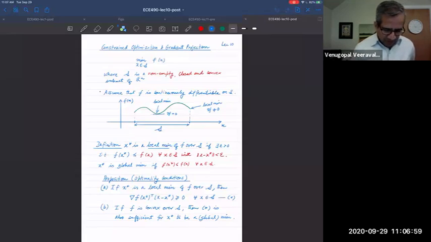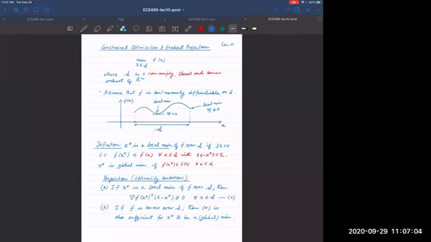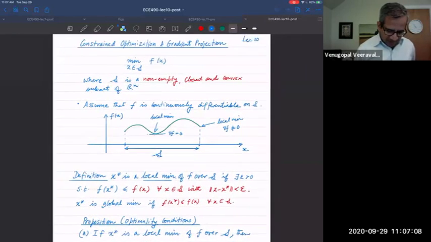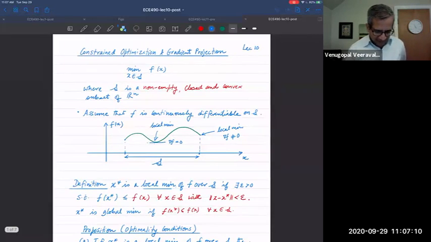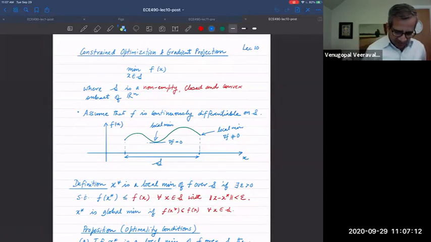Okay. So let's quickly review what we were talking about last time, because today's lecture is going to take a little bit longer. It's a little more involved than some of the previous lectures. So I want to go through the previous material a little more quickly. So we talked about constraint optimization last time. And in particular, we were talking about the case where we want to minimize some function over a set S that is non-empty, closed, and convex.